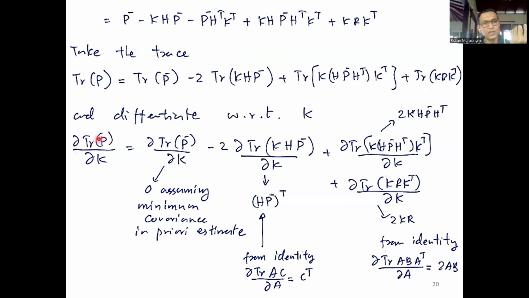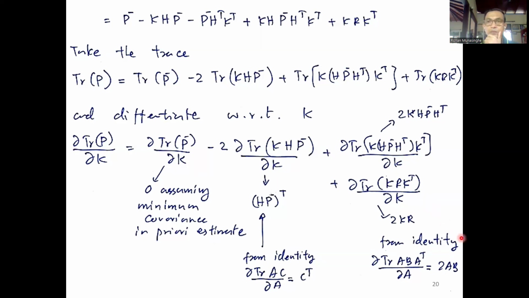So let's get the partial derivative of the trace with respect to K. Then on the right-hand side, we have trace P minus with respect to K, and minus 2 trace KHP minus with respect to K, plus trace KHP minus H transpose K transpose with respect to K, and then finally trace K R K transpose with respect to K. All partial derivatives with respect to K.